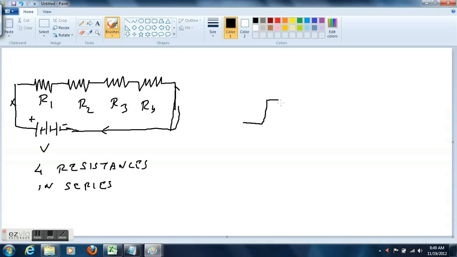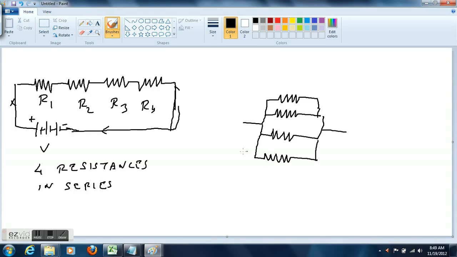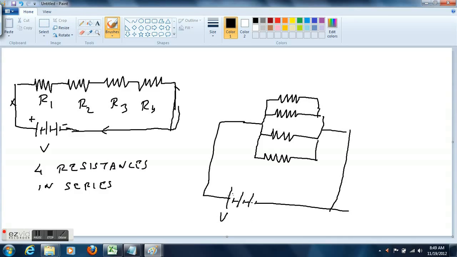Now let us see how to draw four resistances connected in parallel. This is resistance 1, resistance 2, resistance 3, and this is resistance 4. This is how the battery is drawn. I hope by now you are quite comfortable with these symbols of battery, resistances, wires and keys, etc. And this is the direction of current flow from positive to negative, and these are the four resistances.